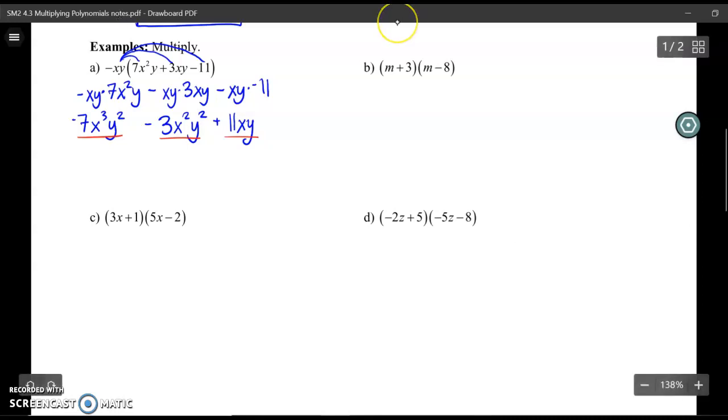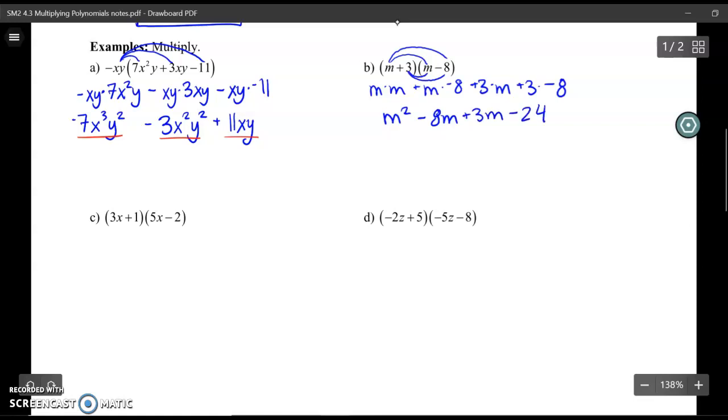Okay, let's look at b. So b, we're going to distribute this m to everything in the second set of parentheses. So I'm going to get m times m plus m times negative 8. Then I'm going to distribute this 3 in to get 3 times m plus 3 times negative 8. So I'm going to have m squared minus 8m plus 3m minus 24.